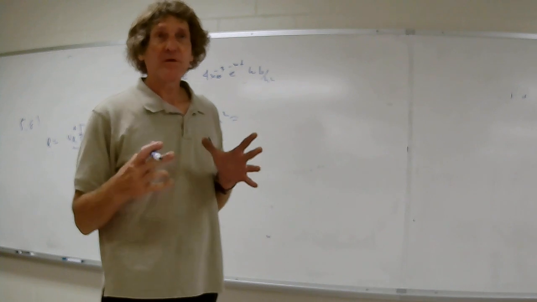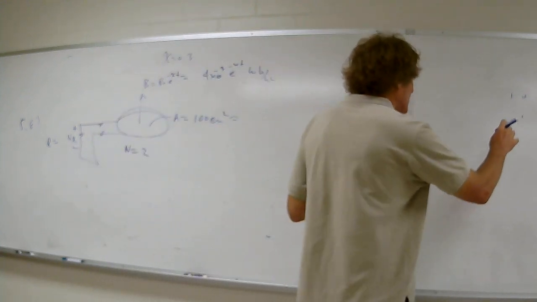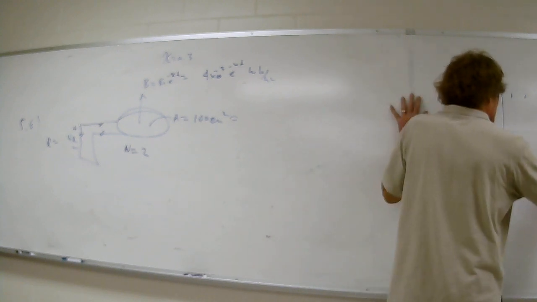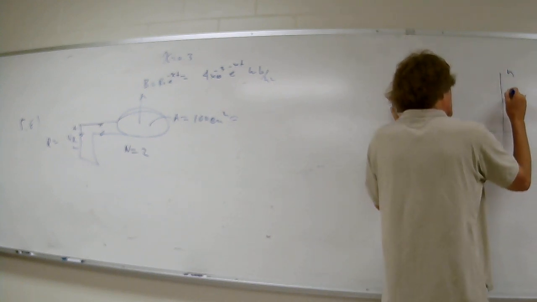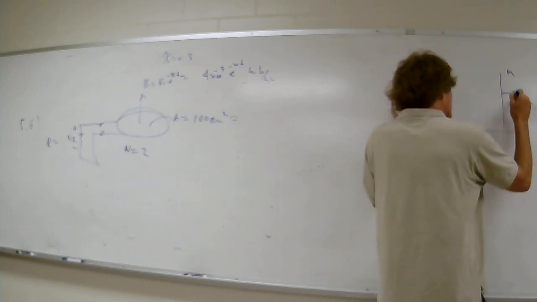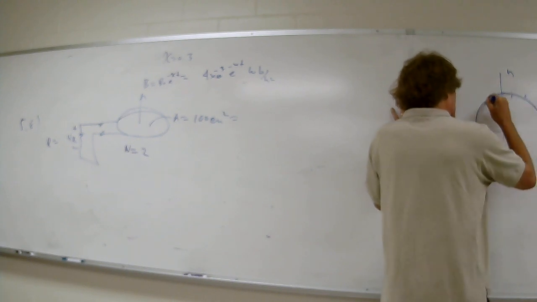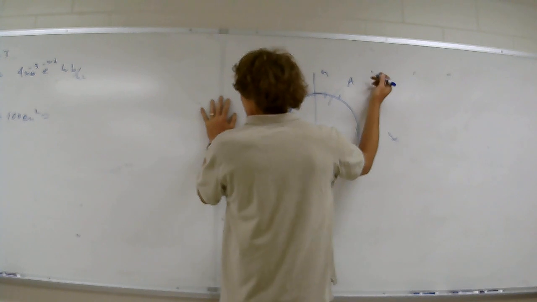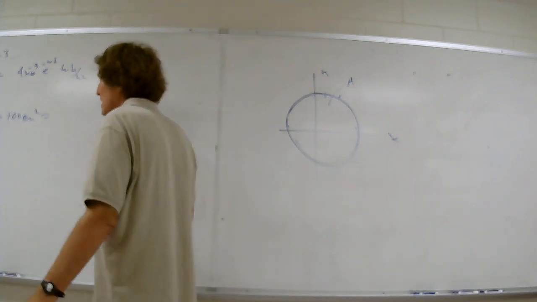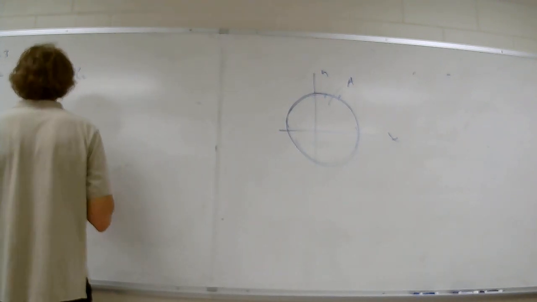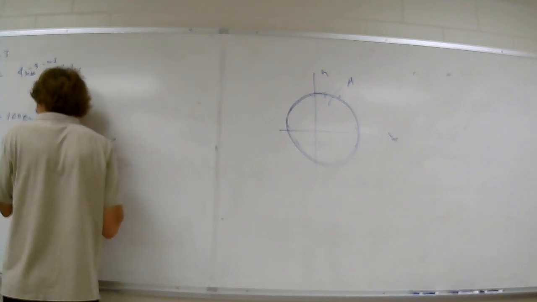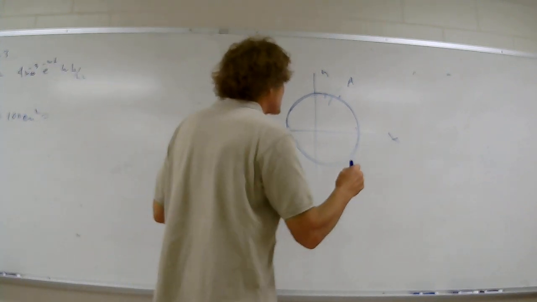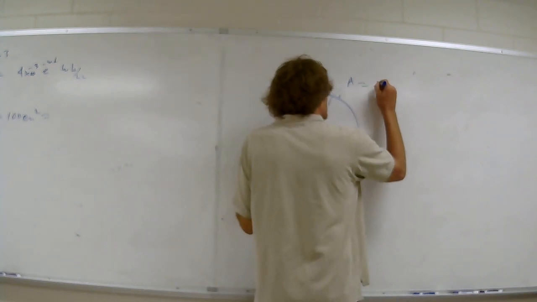All right, here's what I'm going to do. I'm going to make that loop in the plane here. I'm going to call this X, Y. Here's my loop. It's got 2 turns, basically 2 turns, right? Got an area here of 100 centimeters squared. So centimeters squared is going to be 10 to the minus 4th meter squared. So that's really 10 to the minus 2 meters squared, right? Yep.